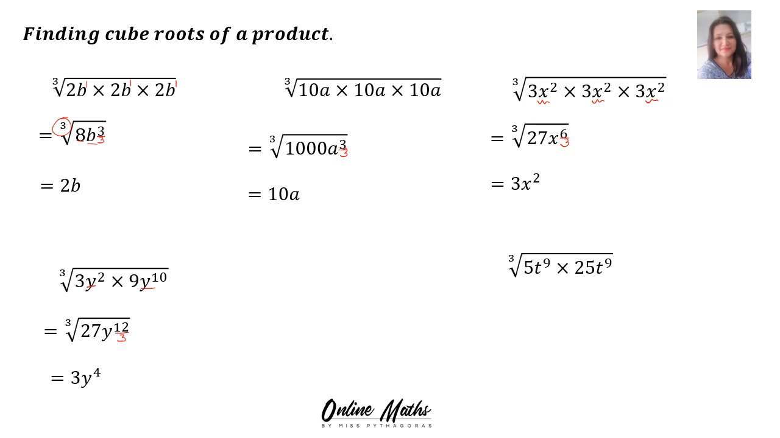On this one, again we simplify under the cube root. We say 5 times 25 is 125, and then t to the 9 times t to the 9. When bases are the same and we multiply, we add exponents. Therefore, it becomes t to the 18. Now we can find the cube root. The cube root of 125 is 5, and then the cube root of this t to the 18, we will take this little 3, we divide the exponent by 3, and the answer is 5t to the 6.